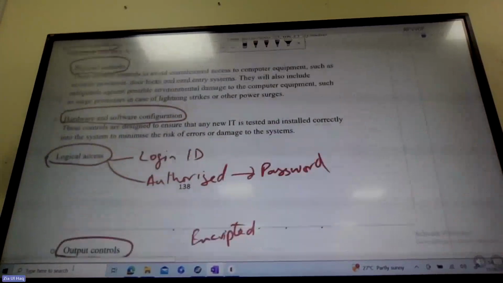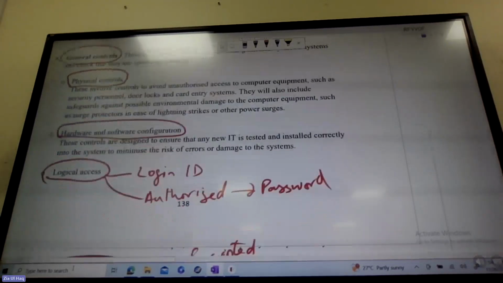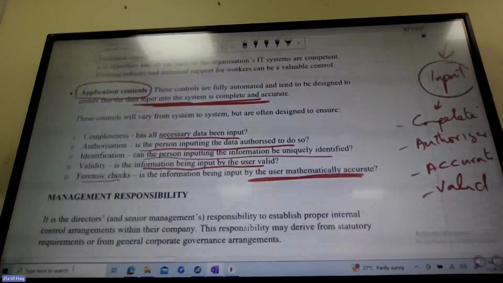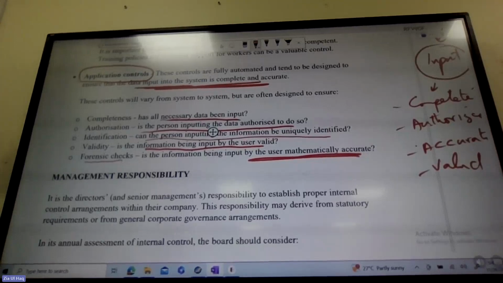So there are two types of IT controls: general IT controls and application controls. What are general IT controls? Physical controls, hardware and software configuration, logical control, output controls, and technical support. What are the application controls? Completeness, authorization, accuracy, validity, and forensic check. The examiner could ask in the MCQs whether these are general IT controls or application controls.